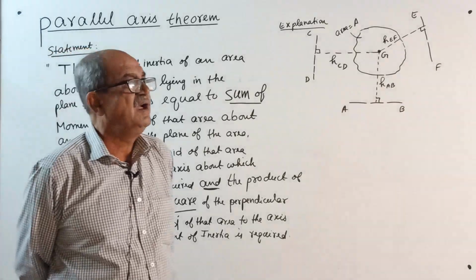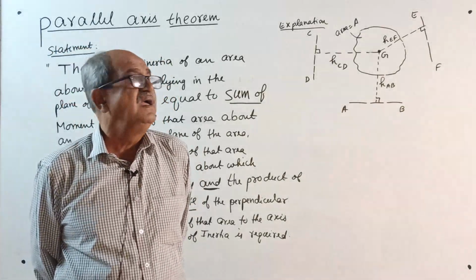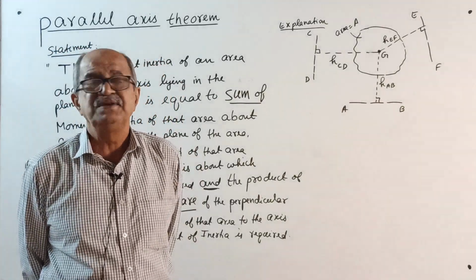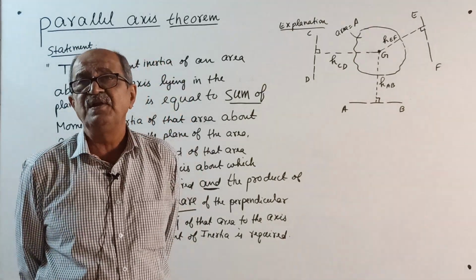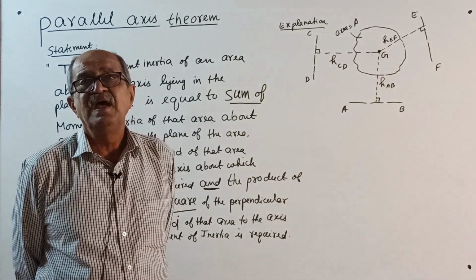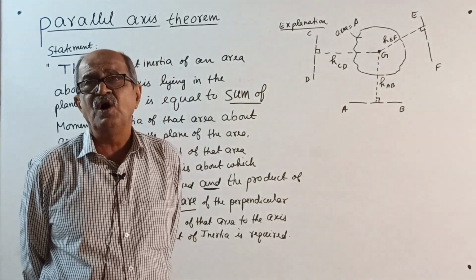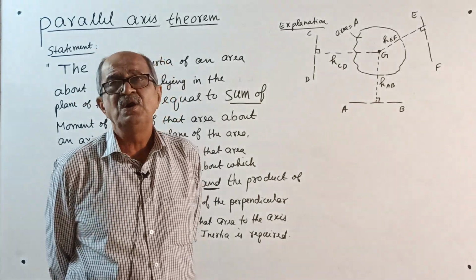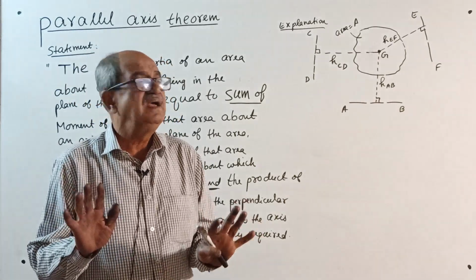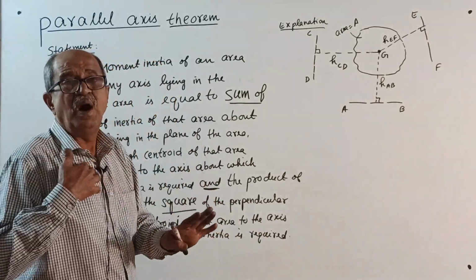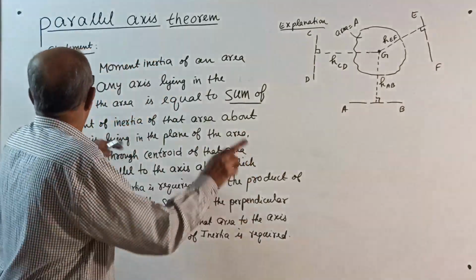The moment of inertia of an area about any axis is equal to the sum of the moment of inertia of that area about the centroidal axis parallel to that axis, and the product of the area and the square of the distance between the two axes, or the perpendicular distance from the centroid to that axis. That's all they write. But I am making it fully clear. What I told, just leave it.